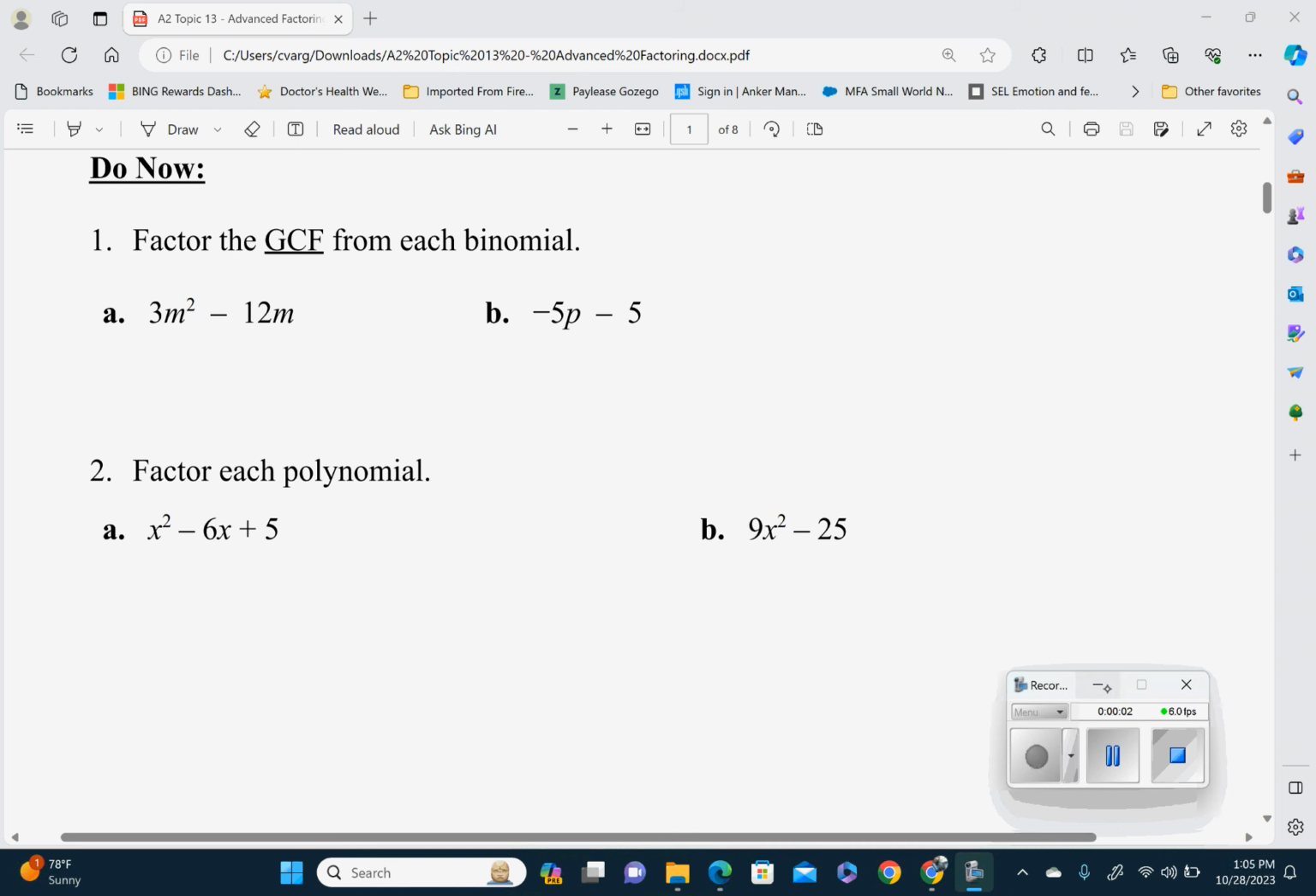So welcome to the fifth lesson in Unit 2. And so I noticed in class that we are struggling with factoring. So that's why I did these.